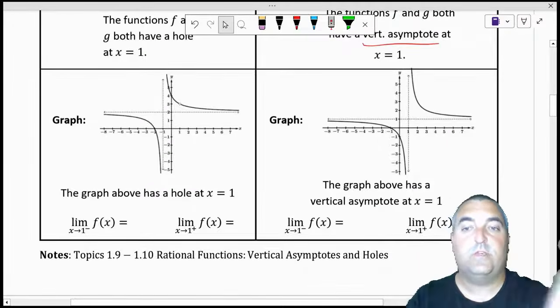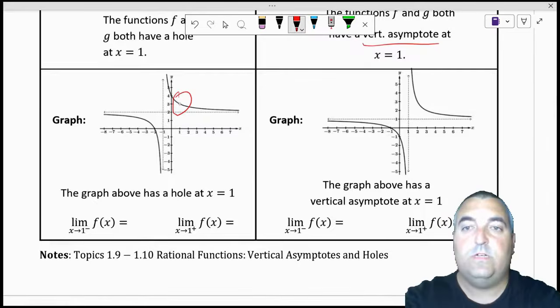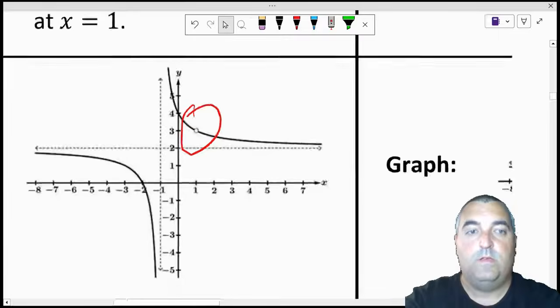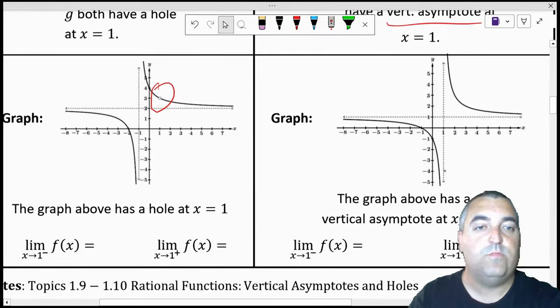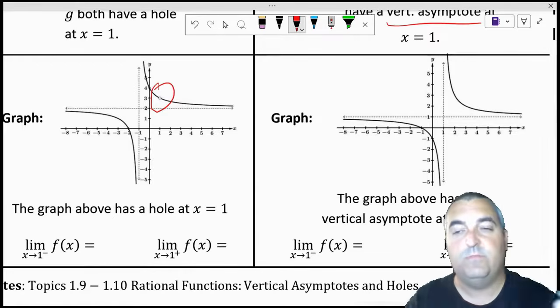So if we look graphically, here's our hole. You can kind of see it's an open circle. I'll zoom in a little bit on the graph. That's how we represent a hole. We literally draw a hole. Okay. Vertical asymptotes, on the other hand, we use these dashed lines. So you can see here, we actually have vertical asymptotes in both of these.